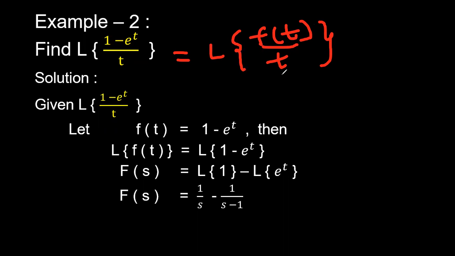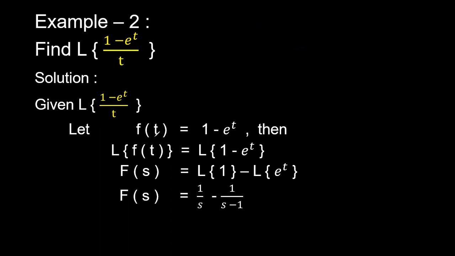So that's why we are going to do one time integration, which can vary from s tends to infinity. This should be compared with the Laplace transform of f of t by t method. Here, in place of f of t, we will have 1 minus e power t. So from that, f of t can be written as 1 minus e power t.